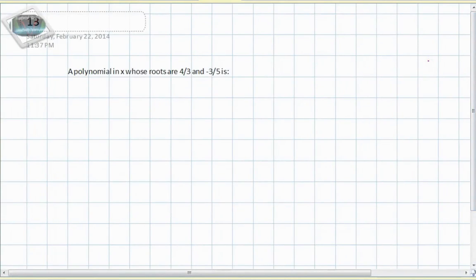Okay, question 13 says a polynomial in X whose roots are 4/3 and -3/5 is. And so the way you want to go about solving this is you want to realize that we're talking about a polynomial in X, so polynomials and roots. So we're going to have X minus 4/3 and X plus 3/5.